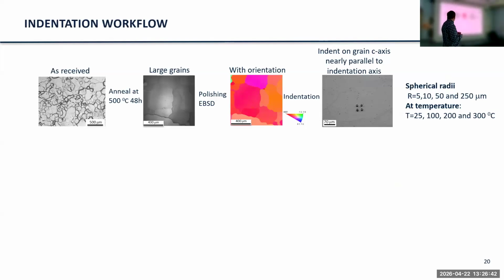Okay, so let's look at our workflow. Someone's going to give you a material. We'll look at some commercial pure magnesium, some alloys. This material was annealed to grow the grains larger. Then we did an EBSD map to measure the orientation of the grains. And then we chose a grain, and then we do indents in it. This red grain here is a grain where the c-axis is more or less perpendicular to the surface of the sample. So then different radii and different temperatures: 4 different radii of tips and 4 different temperatures.